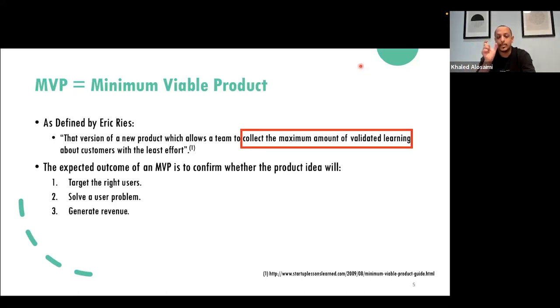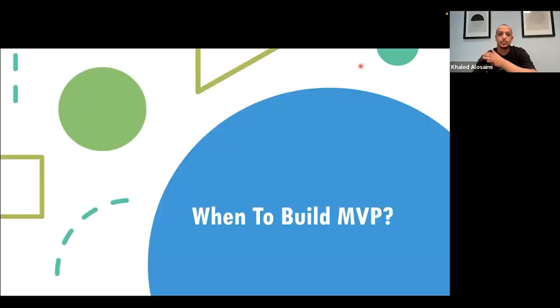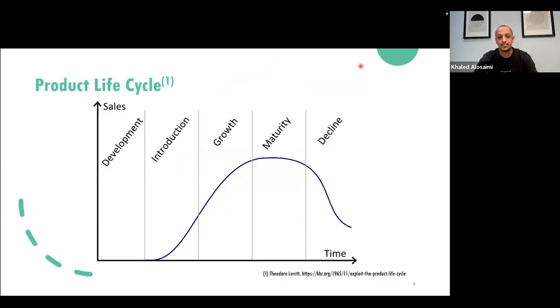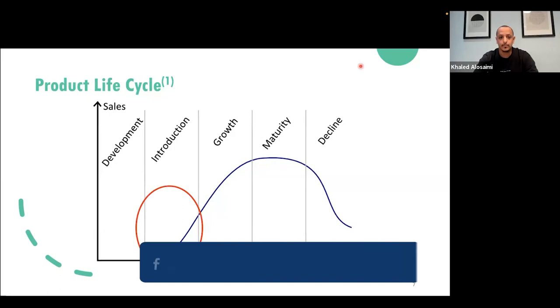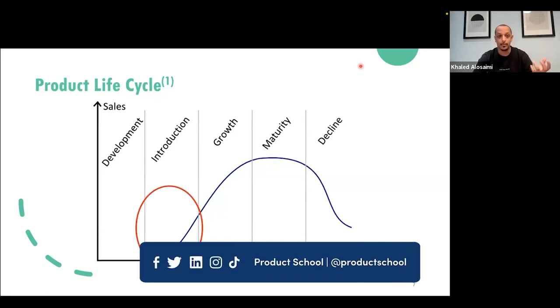The main takeaway here and the main focus for us is that an MVP translates to collecting the maximum amount of validated learning. Why is that very important? Why do we need to validate the learning? Because it also relates to when do we need to build the MVP. As PMs, we're very familiar with the product lifecycle. And here is where an MVP comes in.